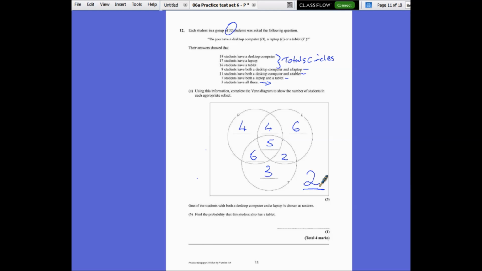Part B, it says work out the probability that the student, one of the students with both a desktop computer and a laptop is chosen at random. Find out the probability that it has a tablet as well. So that means we must be looking at this section here, which is the section where they have a desktop and a laptop. To have a tablet as well, there are 5 of them that have a tablet as well as a desktop and a laptop, and there are 9 that have at least a desktop and a laptop. So 5 out of 9 is the answer.